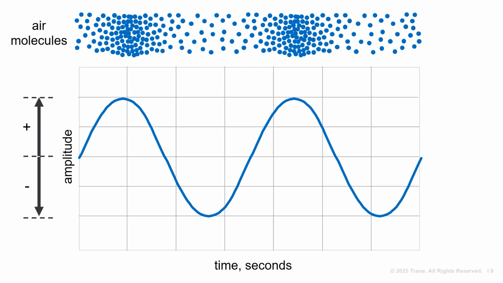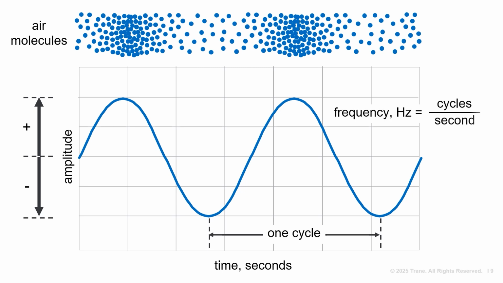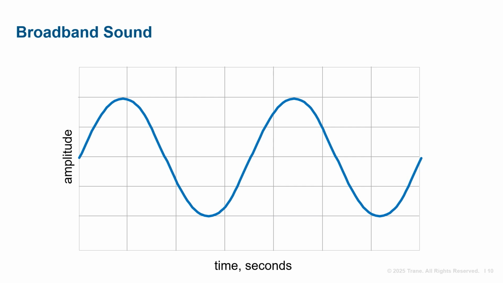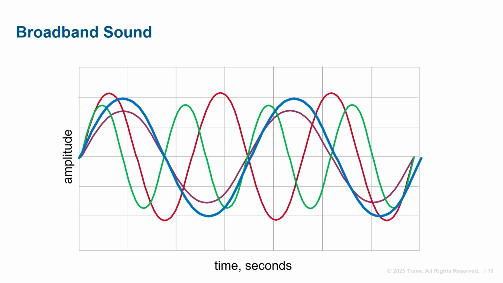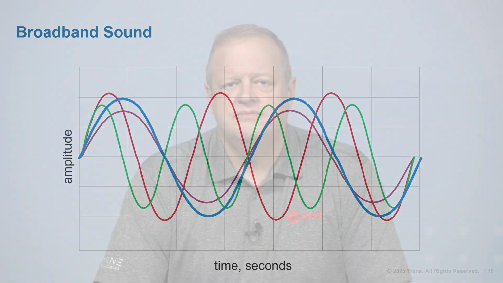Now, this transfer of energy takes time, and each complete sequence of compression and expansion constitutes a cycle. We use the term frequency to depict the number of cycles that occur within a second, the unit of measure being hertz. Now, if a sound occurs at a single frequency, it's called a pure tone. But typically, sounds are of a broadband nature, meaning that the sound is comprised of several frequencies and amplitudes, all generated at the same time.